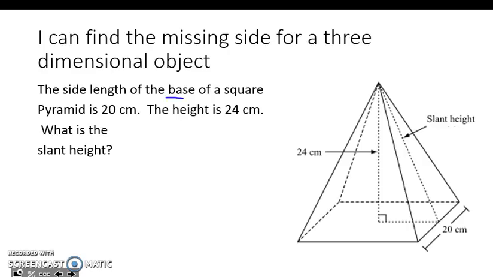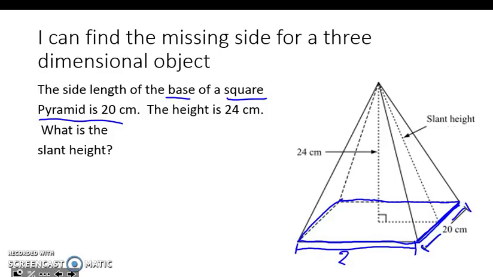So when it says the base of a square pyramid is 20 centimeters, the base is at the bottom, right? And it's three-dimensional, so it doesn't exactly look like a square, but they're telling you it is, so we're going to trust them, okay? So what do we know about a square? What you should recall about a square is that all four sides are the same measurement. So if this side over here, they told us, was 20 centimeters, that also means this entire side is going to be 20 centimeters. And so is the other two.